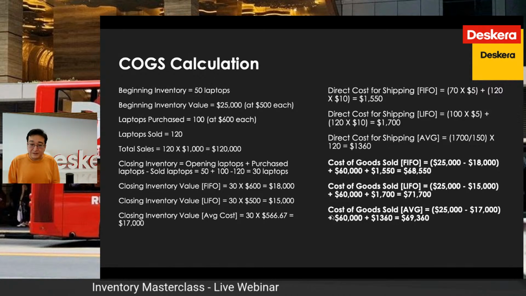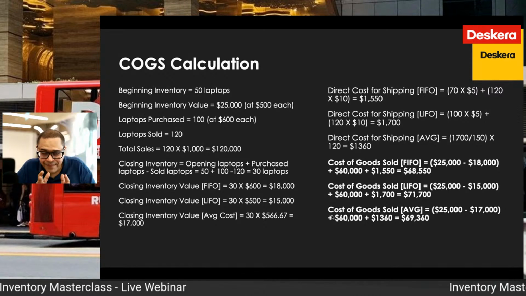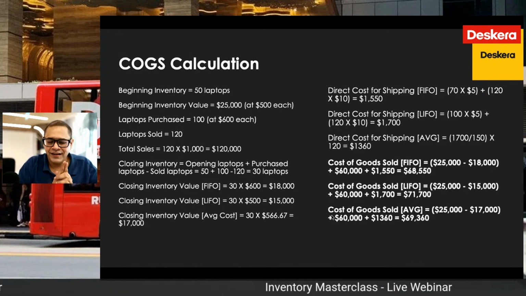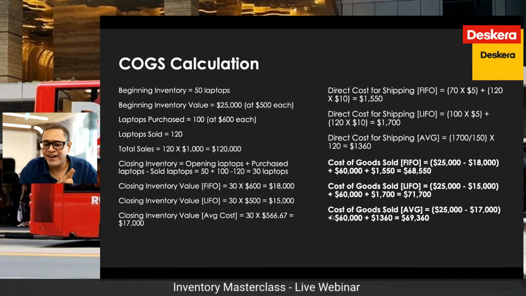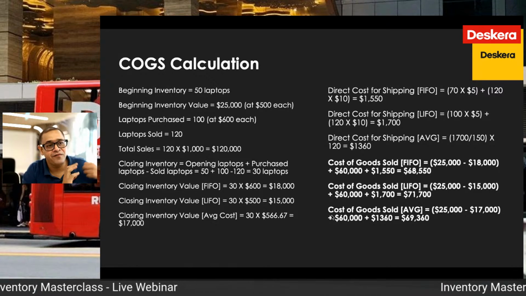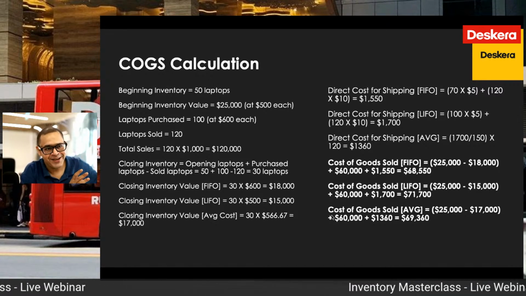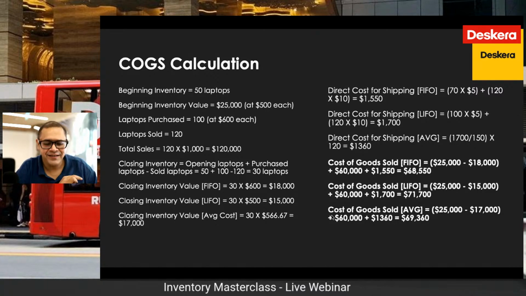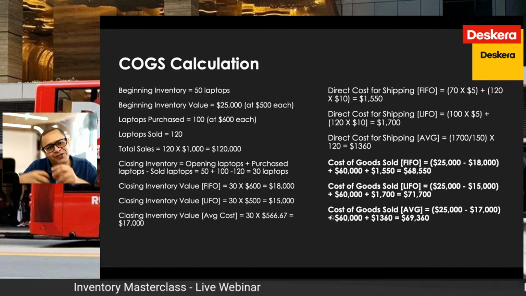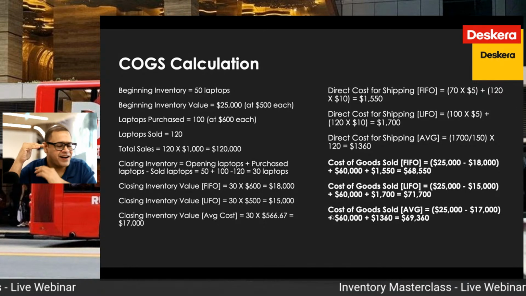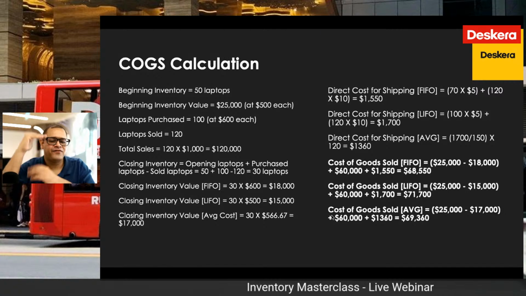Absolutely. So you got that absolutely right, David. Because with LIFO, out of the 120 that I sold, the last 100 that I got in, for which I paid my shipping, have to be taken into consideration. And then you add to that the cost of delivery, which is the same for both FIFO and LIFO, if you notice, right? I mean, the 120 into 10 does not change for either of them.